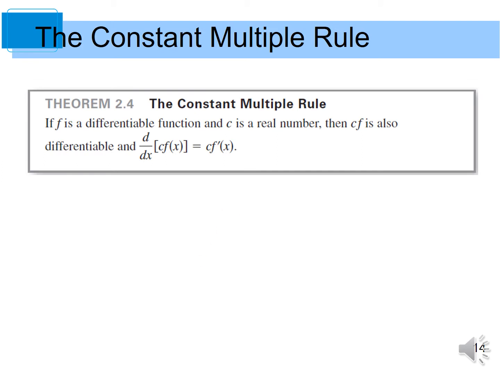For the constant multiple rule, if f is a differentiable function and c is a real number, then cf is also differentiable, and the derivative of cf(x) with respect to x is equal to cf'(x).